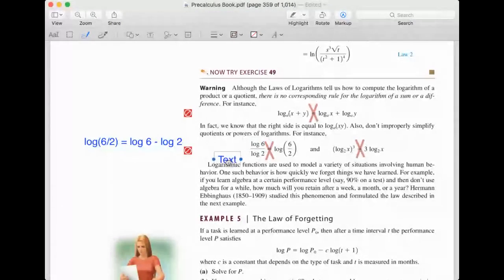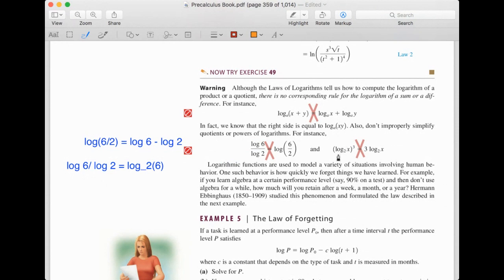And later on, we're going to see log 6 divided by log 2 can be written as log base 2 of 6. Okay, it can be written this way. It's called changing the base. Those two are not equal to each other.